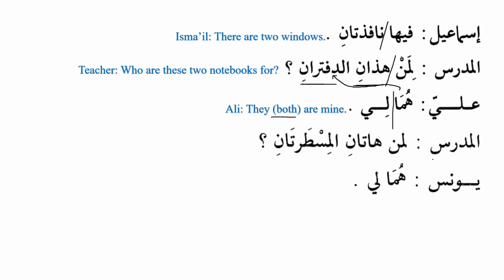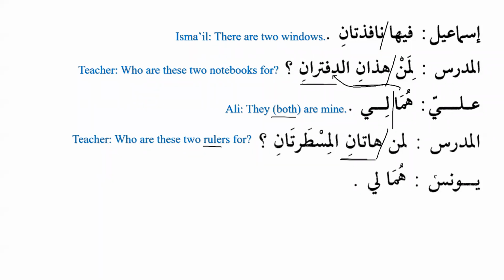Al-Mudarrisu, the teacher, liman hatanil mistaratani. So mistaratun is feminine. That's why for the feminine, the ishara that has been used is what? Hatani. And it is for what? For singular or dual? Hatani is for dual. So liman hatani al-mistaratani, who are these two rulers for? Yeah, dual rulers that are used to draw lines. So the teacher says, who are these two rulers for?